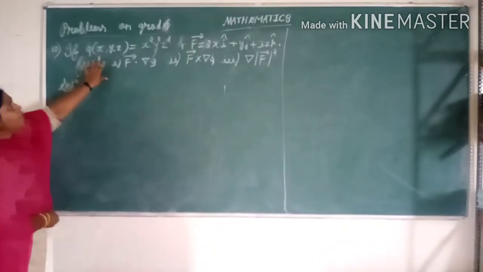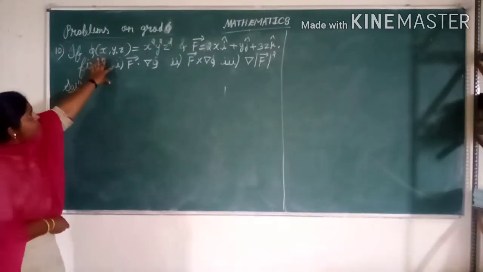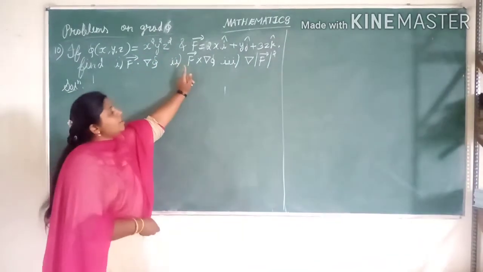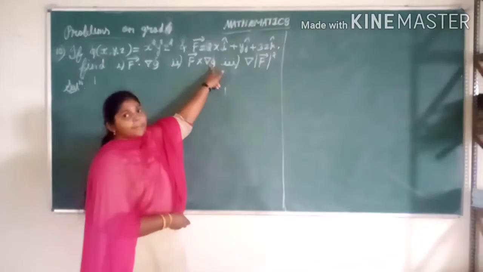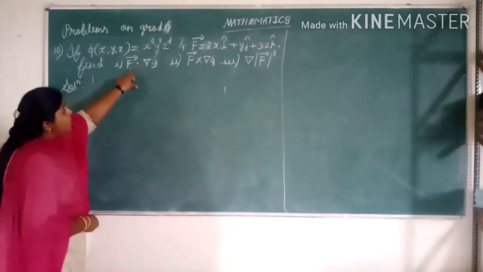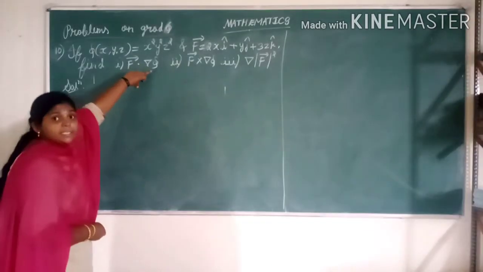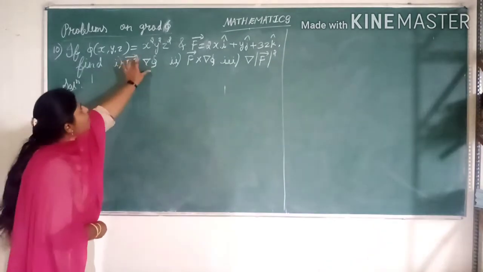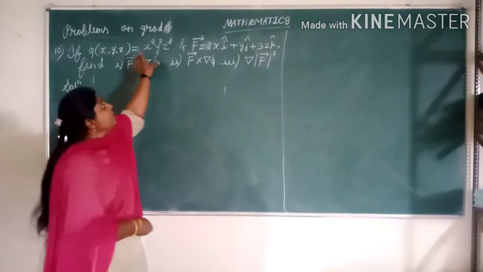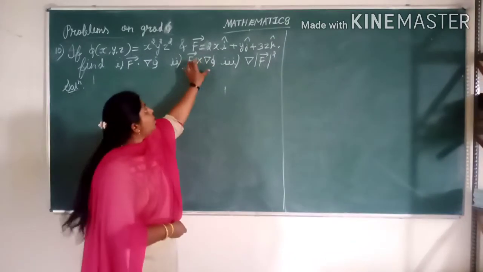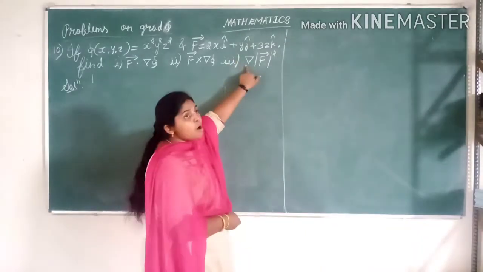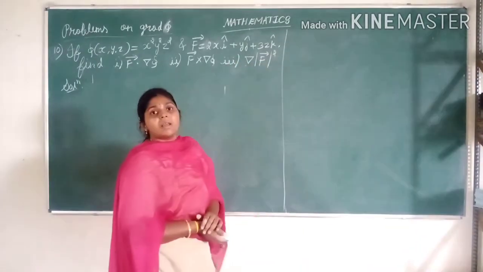Now we need to find out three things. First one is F dot grad φ. Later we want to find the cross product, F cross grad φ. I already told you, F is a vector and φ is a scalar, but the gradient of a scalar function is always a vector. The dot product of the two vectors we need to find out. Next, the cross product of the two vectors. And the last one, we need to find the grad of the modulus of vector F whole square.